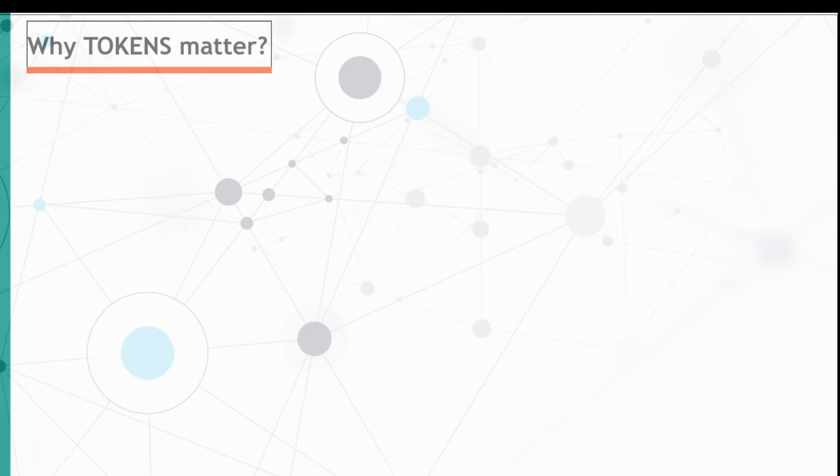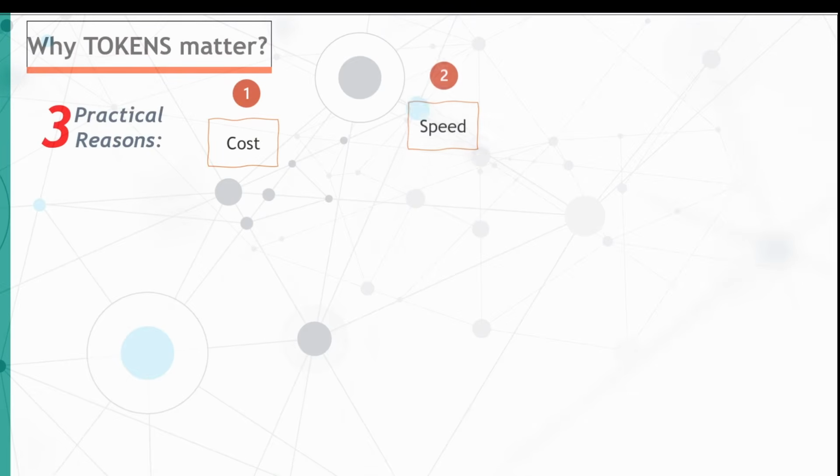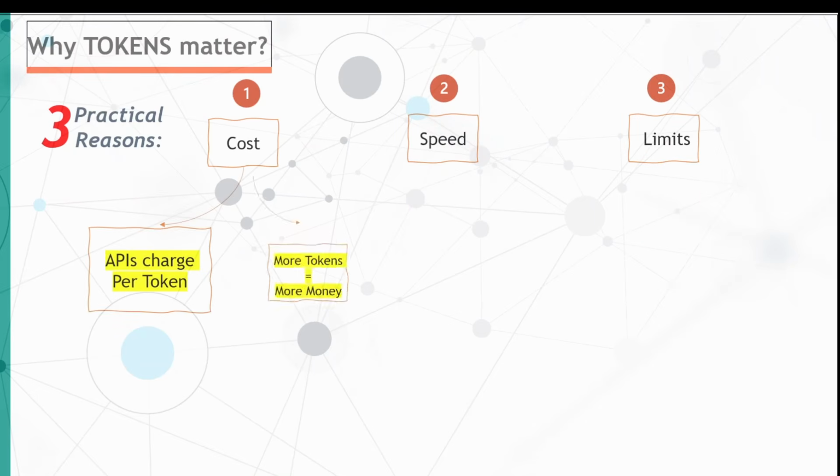Tokens matter for three practical reasons: cost, speed, and limit. Now, AI APIs charge per token. The more the tokens, the more the cost. Tokens are the money you're spending on an LLM with every interaction you make with it. LLM companies like Anthropic, OpenAI, and Google charge based on tokens, both the tokens you send in and the tokens the model sends back. The more the tokens, the higher the cost.